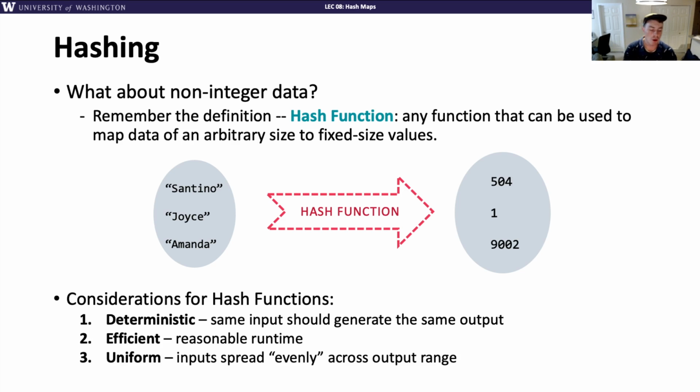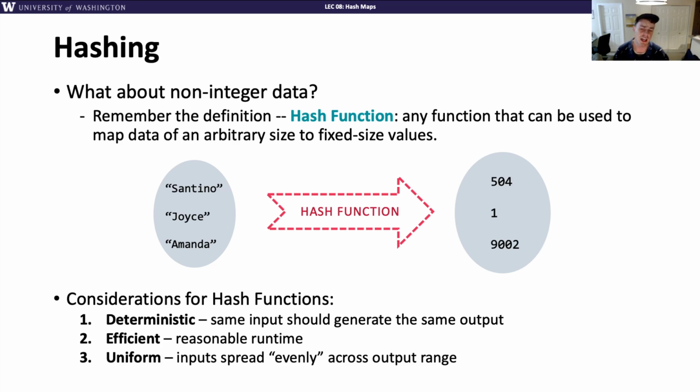And we want our hash function to follow three properties. We want it to be deterministic. What I mean by that is that if you give the same input twice, it should always generate the same output. So you don't want it to be a random number generator that could turn any string into a number, but not necessarily a consistent number. We want it to be efficient. We want this hash function to have a reasonable runtime so our whole pipeline can be constant time.